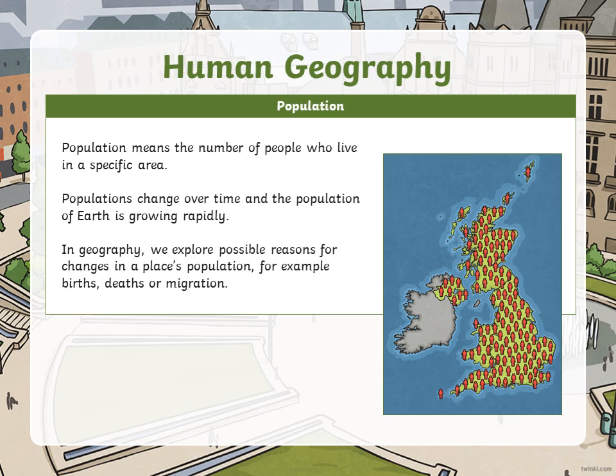So migration means one person or more than one person moving from one place or country to another. And there could be loads of different reasons for this happening. Could be going for work, to see family, fleeing war, or just going to get some more money from another country. Okay?